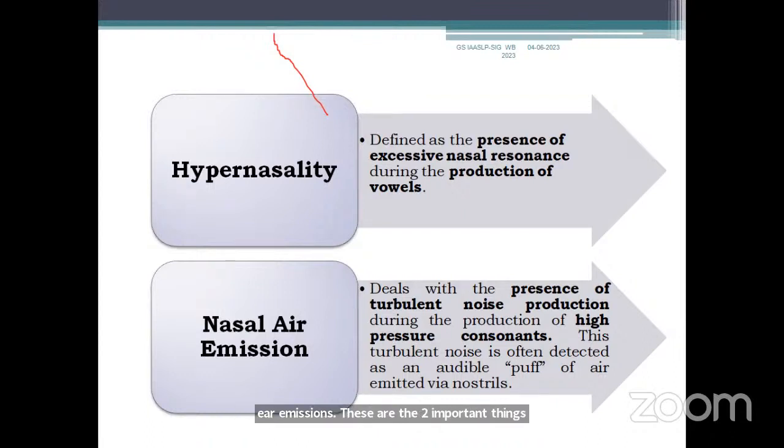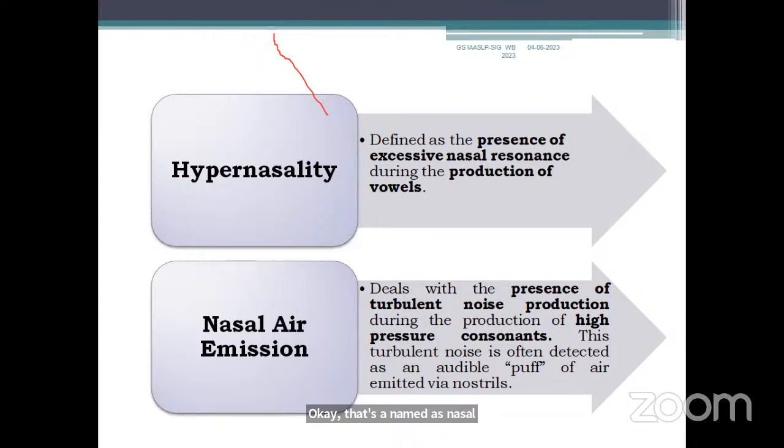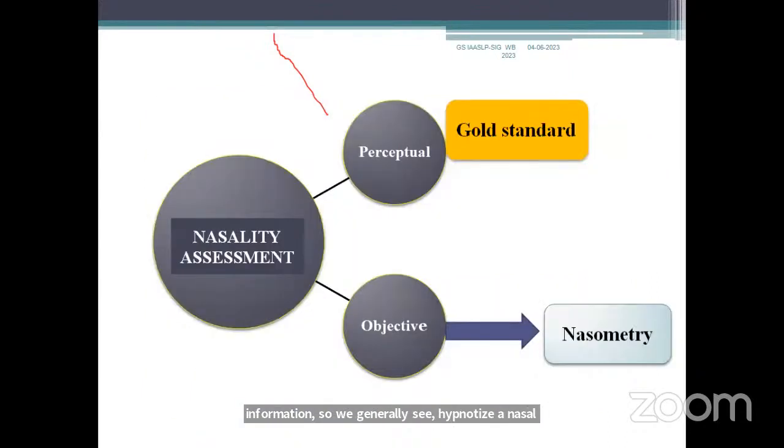When we talk about nasal air emission, when we use high pressure consonants, we tend to get an audible puff of air emission. Okay, that's named nasal air emission. Though you are aware, I'm just introducing this for the information of any students who are here. So we generally see hypernasality and nasal air emission when we are going for a resonance assessment.